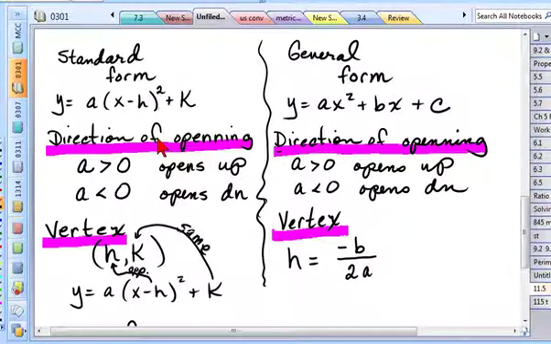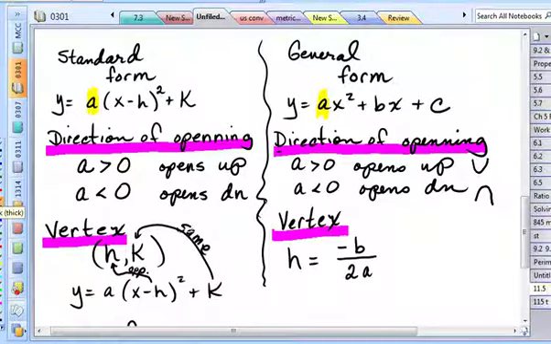Let's start over here on the right-hand side with general form. It's y equals ax squared plus bx plus c. Okay, this is general form. The direction of opening. Okay, does your parabola open up or does your parabola open down? Well, a, which is right here, if a is a positive number, it opens up. If a is a negative number, it opens down. And by the way, even in our standard form, that much is still true.